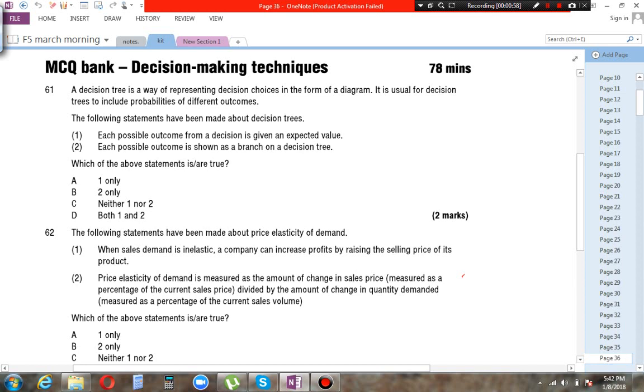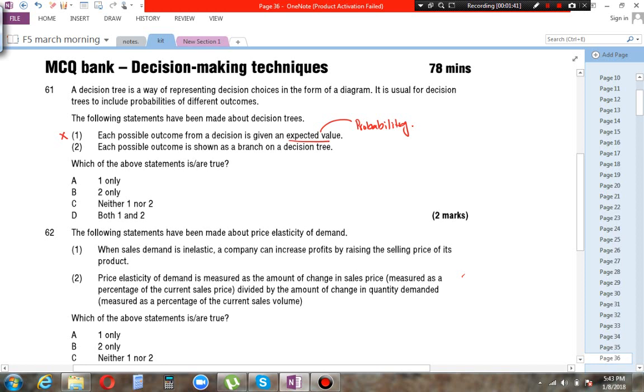The following statements have been made about decision trees. Each possible outcome from a decision is given an expected value. Alright. Is this statement true or false? Well, this statement is wrong. Why? Because it says each possible outcome from a decision is given an expected value. It is given a probability, not an expected value. Expected value is basically the result of multiplication of probability and outcome.